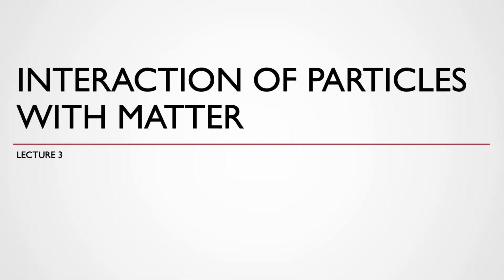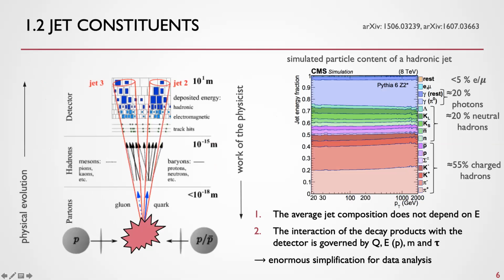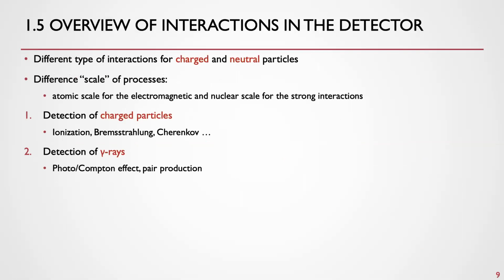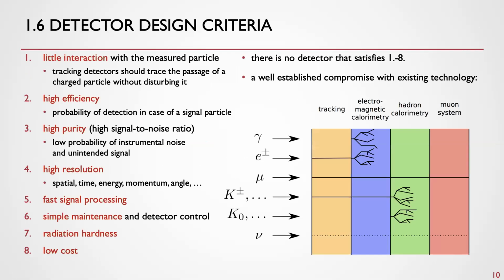We continue with our discussion of the interactions of particles with matter. We've briefly already gone through the requirements on a detector. This slide is where we left off. The sketch shows a well-established compromise to achieve everything that we require from a detector with existing technology.